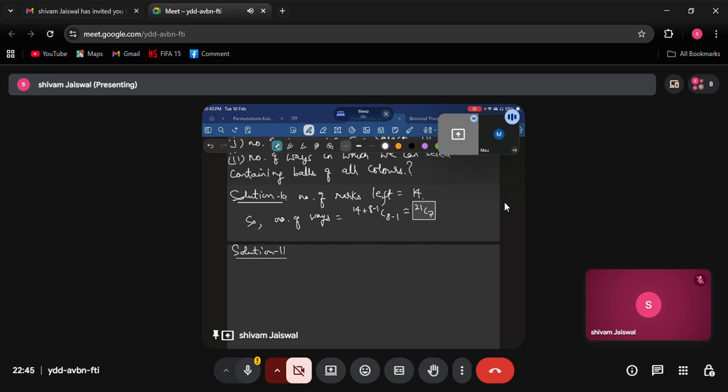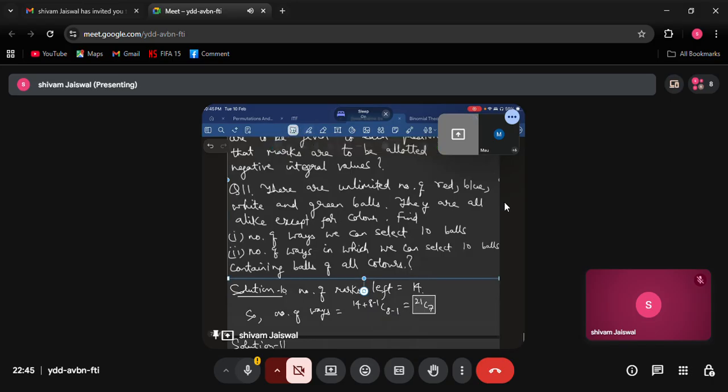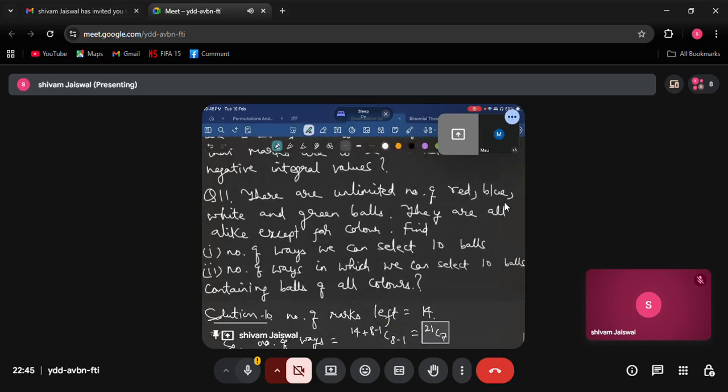But why 13 plus 4? I cannot understand. I mean, 10 plus 4. Can you explain in more brief? Briefly, tell me. More details I need. So there are 4 colors, and 10 balls. There are only 10 balls.